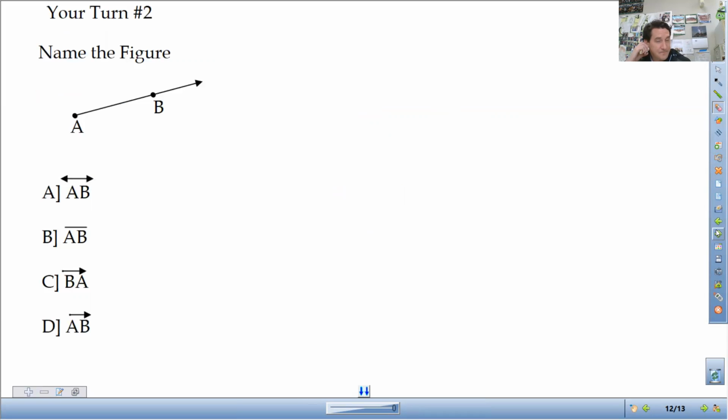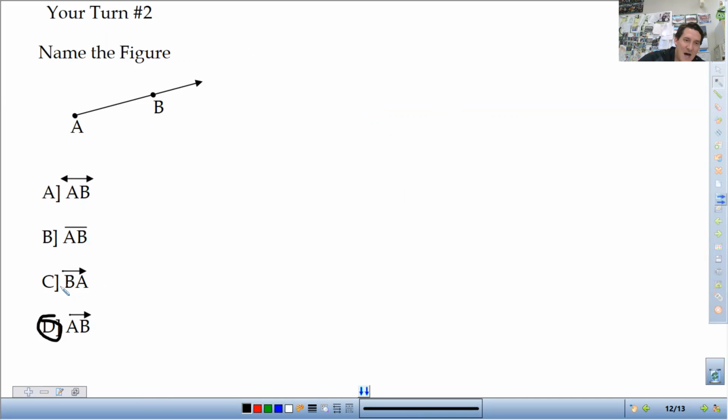Name this figure. So give you a second to think about it. What do you think is the name for this one? So this one, the correct answer is D, ray AB. This is a ray. It has an endpoint, extends on forever in one direction. It can't be A because this is a line. It has two arrowheads. So this is line AB, so it's not A. This is segment AB, doesn't have the arrowheads.